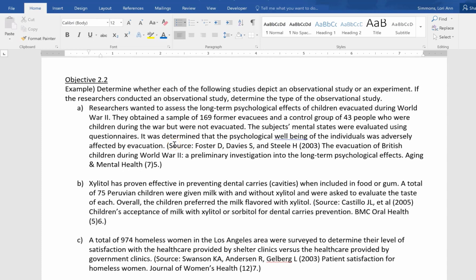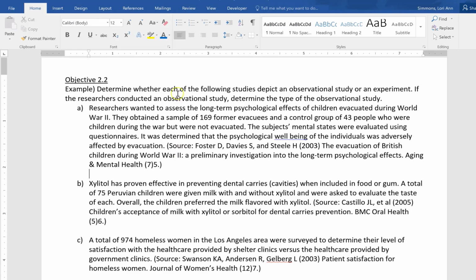Determine whether each of the following studies depict an observational study or an experiment. If the researchers conducted an observational study, determine the type of observational study. A. Researchers wanted to assess the long-term psychological effects of children evacuated during World War II. They obtained a sample of 169 former evacuees and a control group of 43 people who were children during the war but were not evacuated. The subjects' mental states were evaluated using questionnaires. It was determined that the psychological well-being of the individuals was adversely affected by evacuation.